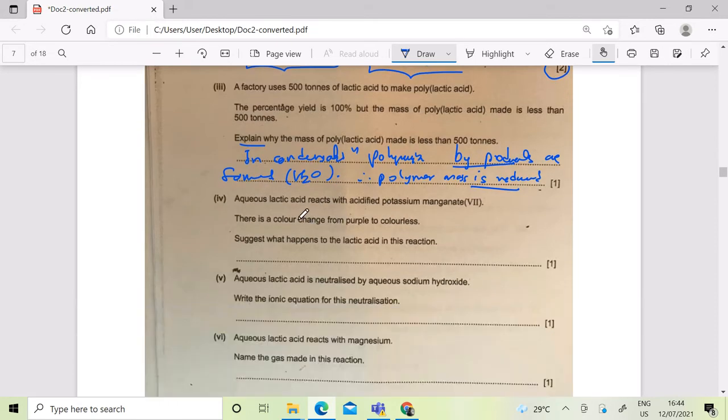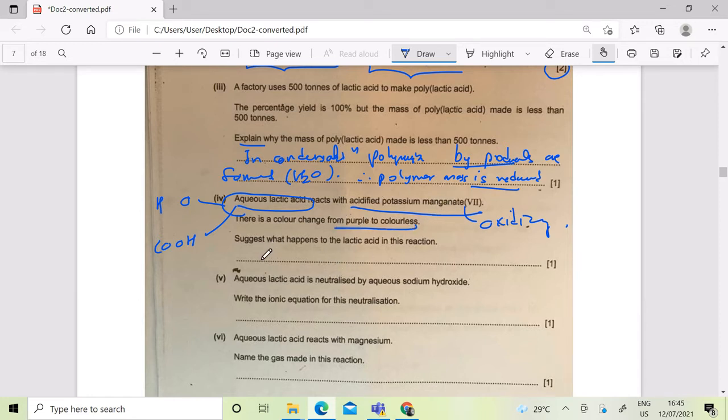Aqueous lactic acid reacts with acidified potassium manganate. You know potassium manganate is an oxidizing agent. In the aqueous lactic acid here, lactic acid has 2 functional groups. One is the alcohol functional group, the other one is the carboxylic acid functional group. There is a color change from purple to colorless. Okay, purple to colorless, because this is the purple color.